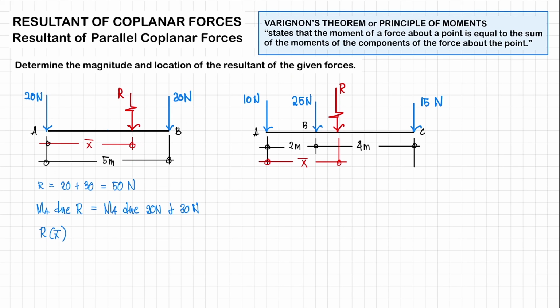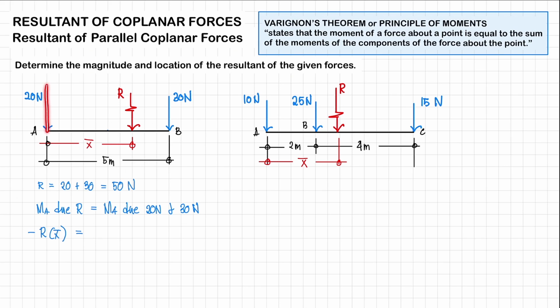Let's assume a positive direction of counterclockwise for this one, just to keep in the practice of your sign conventions. So this is going to be negative since this will rotate in a clockwise manner. So that's going to be negative, the perpendicular arm, bar X. All right, so this is equal, according to Varignon's theorem or principle of moments, to the moment at A due to our two forces. So we have 20 newtons and 30 newtons.